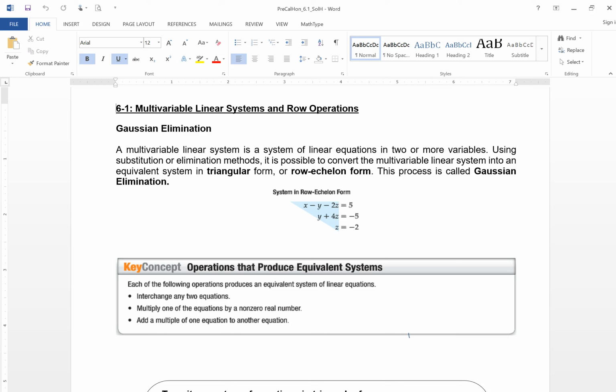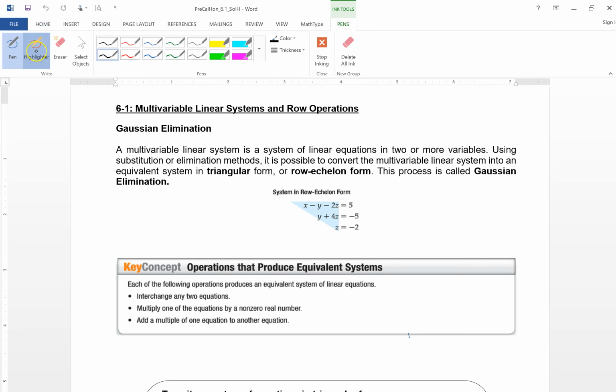Elimination and substitution are fine, but there are other methods, especially when the variables get bigger in number, 4, 5, 6. In that case, we use matrices, and it makes things so easy, okay? So that's what we're going to focus on in this chapter. We're going to talk about multivariable linear systems. X, Y, Z, maybe a W in there. The first thing we're going to talk about is Gaussian elimination.